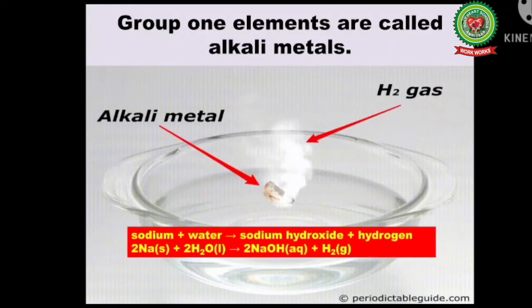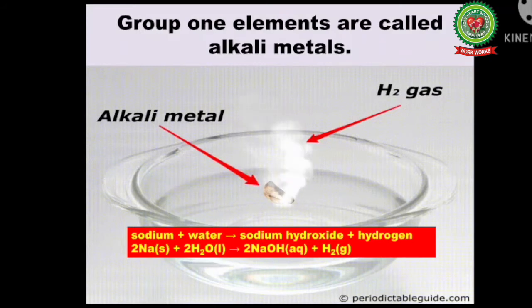Students, we know that group 1 elements are called alkali metals. But now the question is why? Why are group 1 elements known as alkali metals? Actually, when elements of group 1 react with water, they form an alkaline solution. You can see the reaction here. Sodium reacts with water to form sodium hydroxide and hydrogen. So here sodium hydroxide is an alkali. Alkalis are the water soluble bases, and these are the hydroxide compounds of metals such as sodium and potassium.